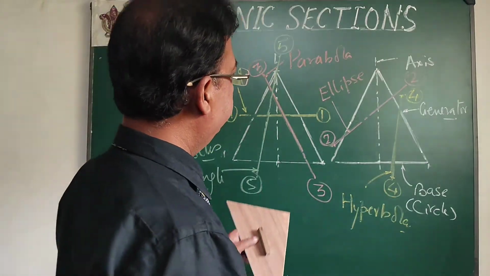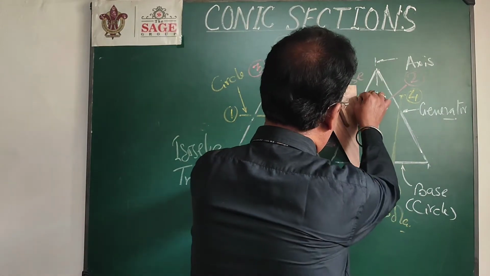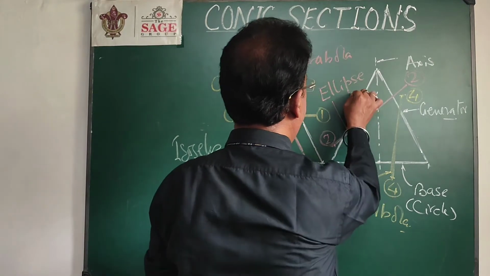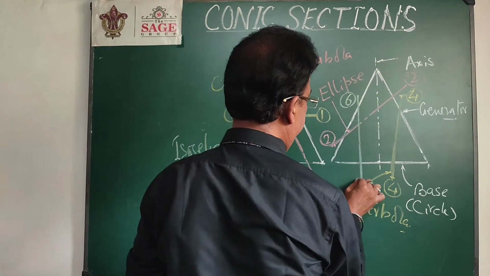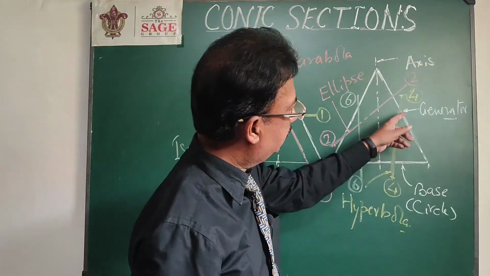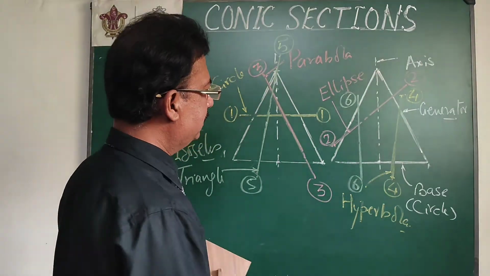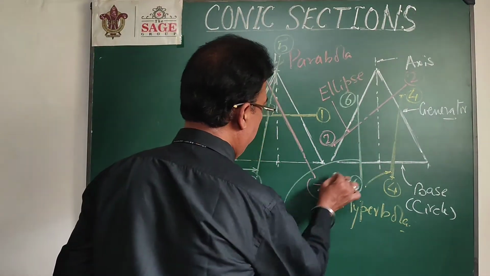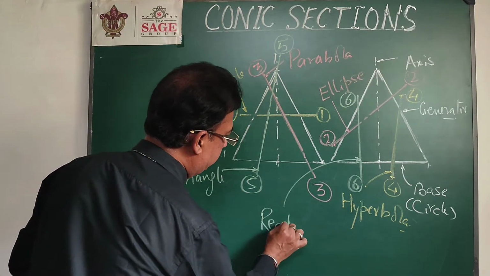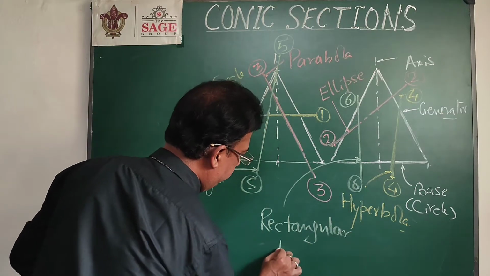One more option: if I cut this cone parallel to the axis, that is option 6. This is almost similar to case 4, cutting the base on one side of the axis. This is again a hyperbola, but this time a very special type of hyperbola, known as a rectangular hyperbola.